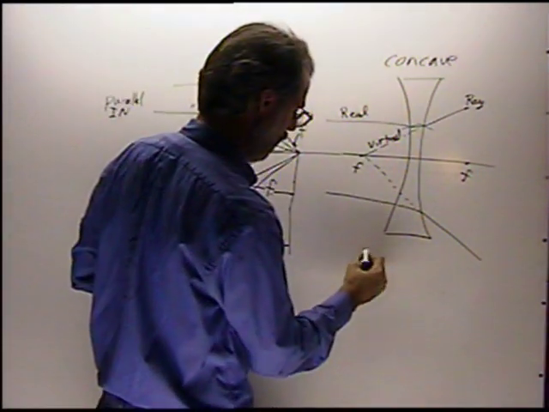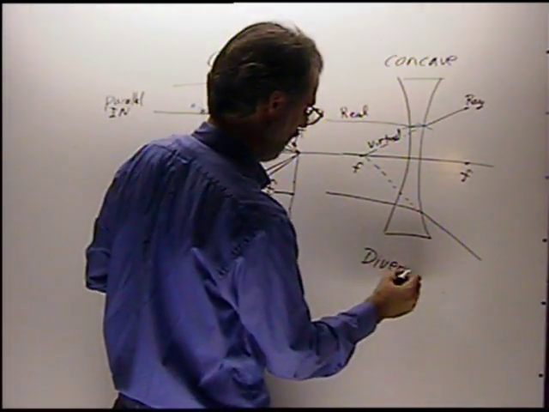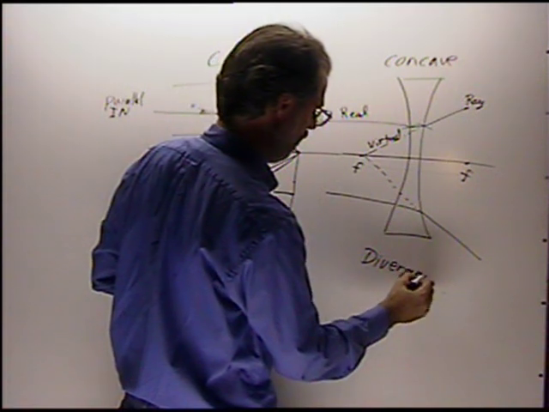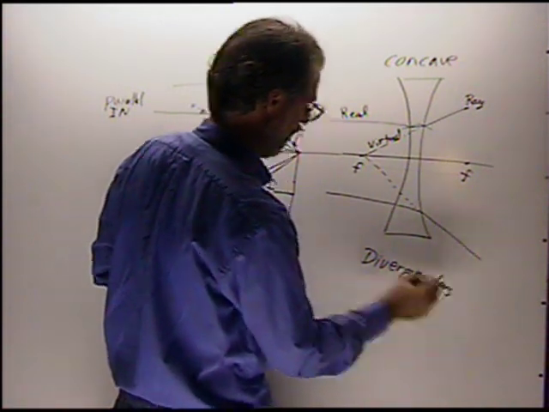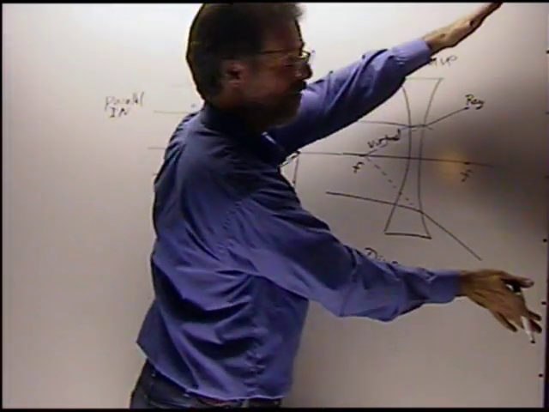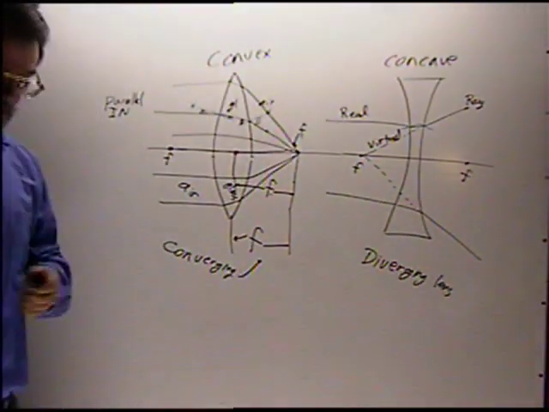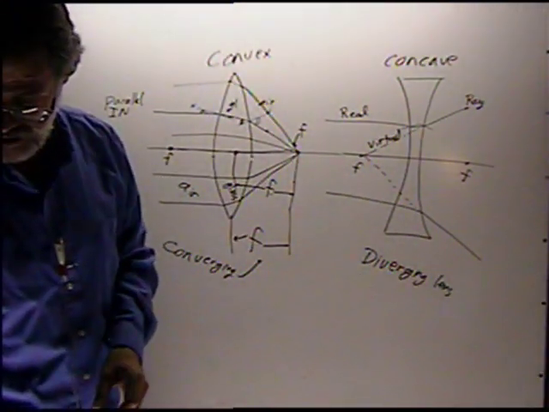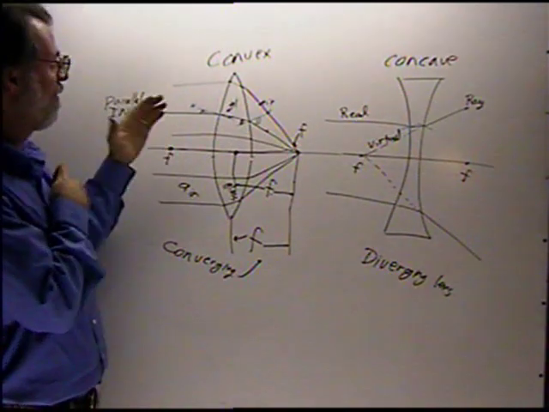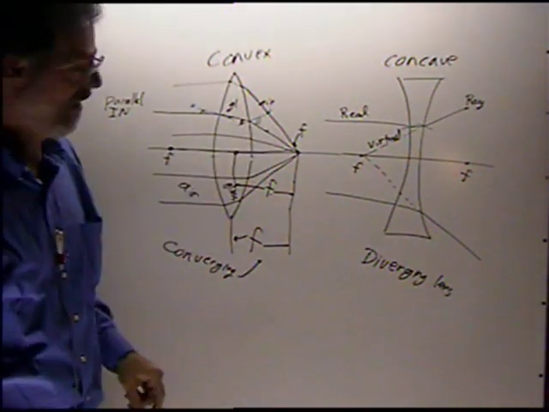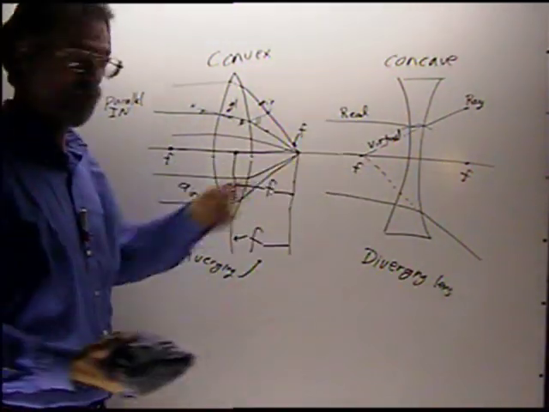Here we have what we call a diverging lens. The rays come in and they diverge away. Okay? So that's just the basic differences between a convex lens and a concave lens in how it deals with the focal point.